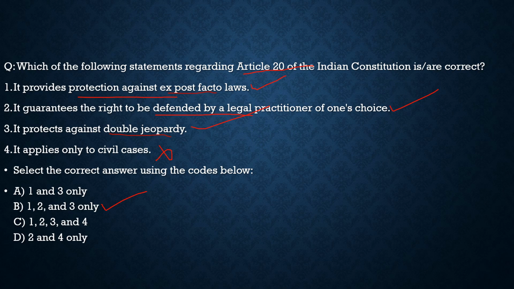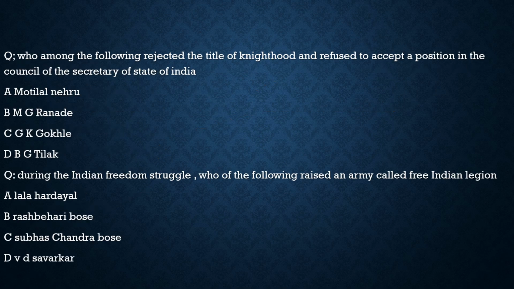With this, let's move to the next part, which is solving previous year questions, as we do every day. The first question: who among the following rejected the title of knighthood and refused to accept a position in the council of the secretary of state of India? Is it Motilal Nehru? No. Is it MJ Ranade? No. Is it BG Tilak? No. It is definitely GK Gokhale. So the correct option is C.